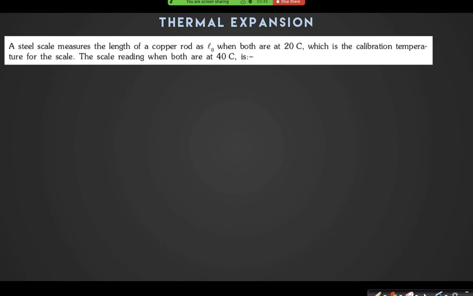This question says a steel scale measures the length of a copper rod as L0 when both are at 20 degrees Celsius, which is the calibration temperature of the scale also. The scale reading when both are at 40 degrees Celsius is. Now here, will the alpha be needed? Yes, the alpha will be given definitely. Alpha of steel and alpha of copper is given. So, may I try? Yes, tell me what's your answer. L naught minus 20 L naught into alpha S minus alpha C.